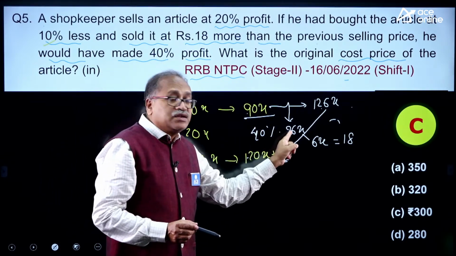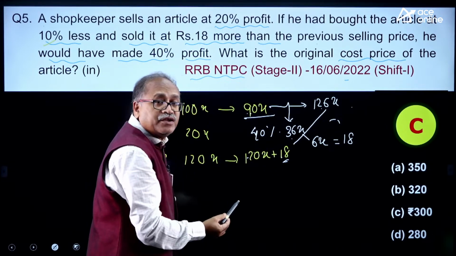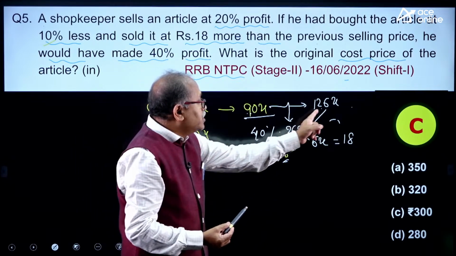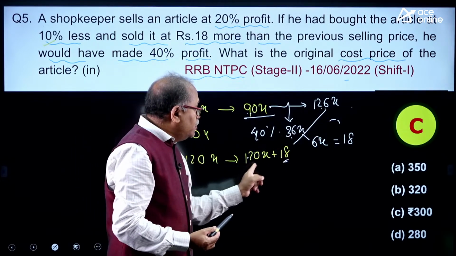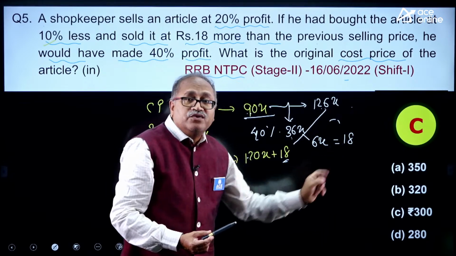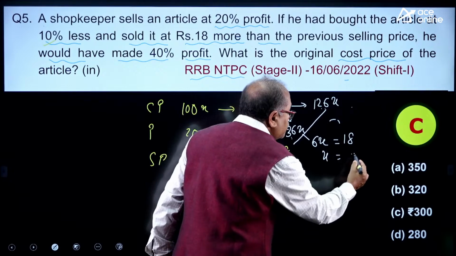So, 94 is 36x. So, what is my selling price? That is cost price plus profit. That means the sum of this is 126x. So, what is the difference over here? 6x, and the difference in the value is 18. 6x is equal to 18. Therefore, x is equal to 3.